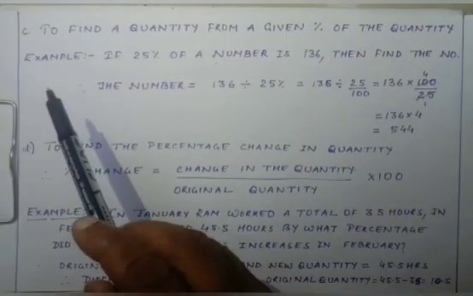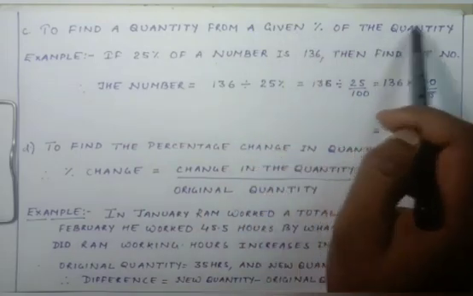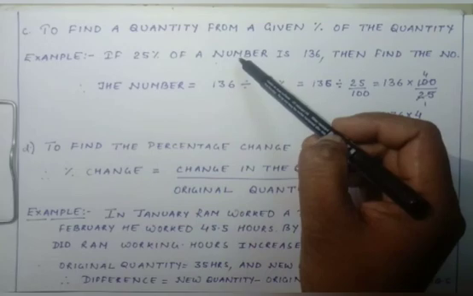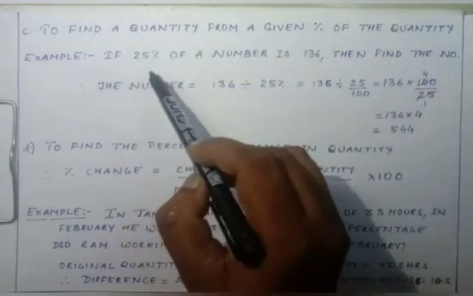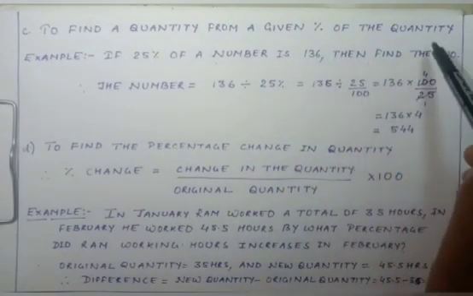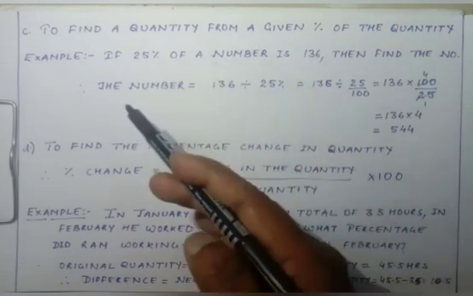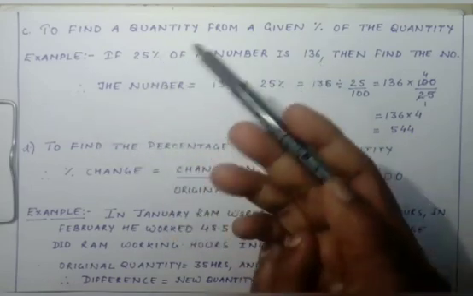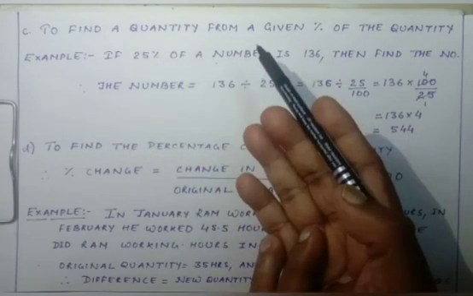Let us start with another formula: to find a quantity from a given percent of the quantity. Over here the percent of a number is given to you, 136. It means if 25% of a number is 136, then find the number. You don't know the number, but 25% of that number is coming as 136 and we have to find out the number. So how are we going to find out the number?